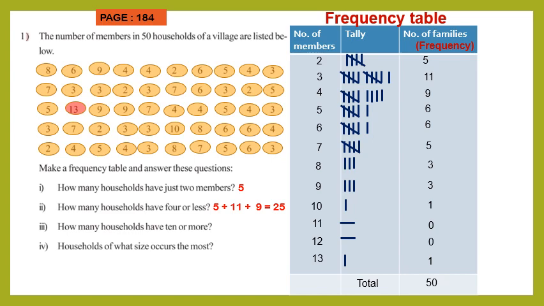Third question, how many households have 10 or more? Yes, you can see only 2. For this, we have to take the frequencies from 10, 11, 12 and 13 member families. We get the answer 2. Fourth question, households of what size occur the most? Yes, our answer is 3.